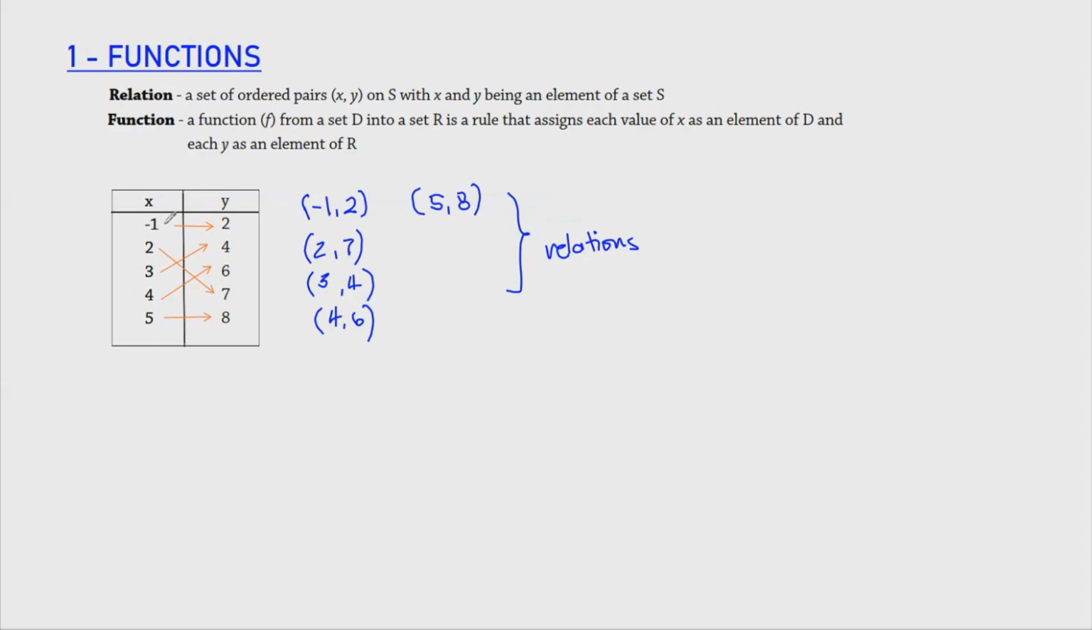For example, the -1 to -2 is strictly for -2 only. But what if -1 also had an arrow going to 6? So with that, -1, 2 and -1, 6 is no longer a function, because it now has another ordered pair in the set of range. And if you ask me whether it is a relation, yes, it is also a relation, but it is not a function.